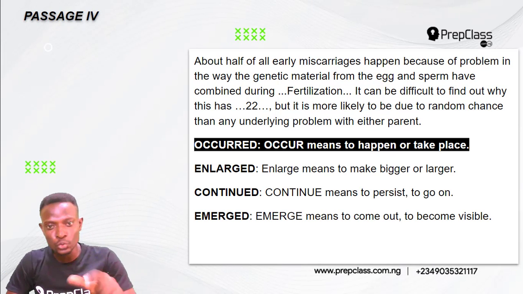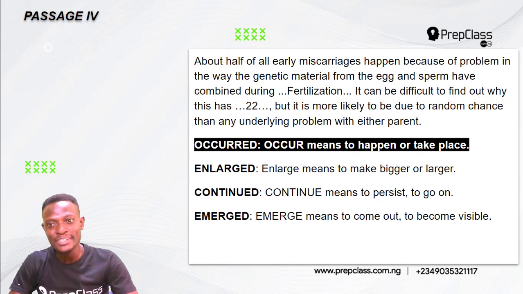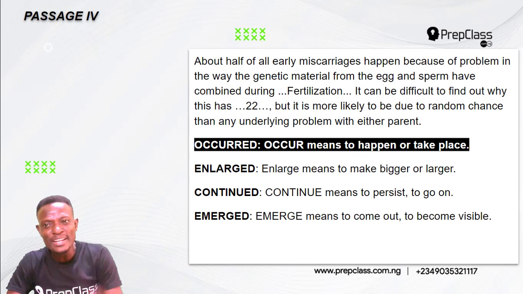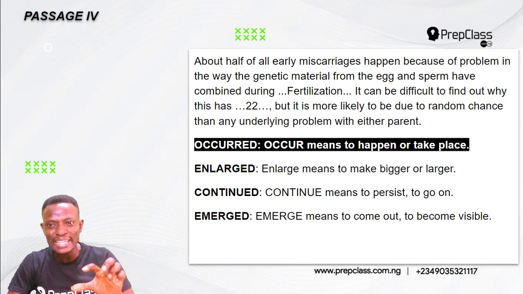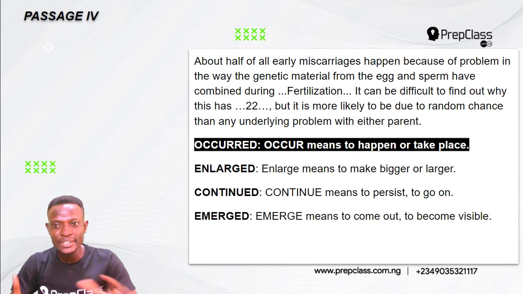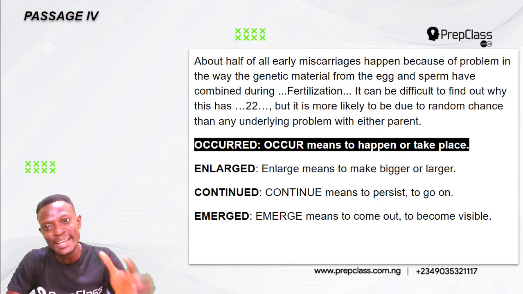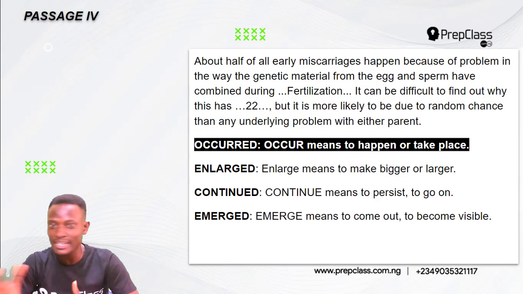Now, the answer to this question is option A, occurred. It can be difficult to find out why this has occurred. Occur means to happen or take place. It can be difficult to find out why miscarriages take place, why it happens. It can be difficult to find out why there is a problem in the way the genetic material from the egg and sperm have combined during fertilization.